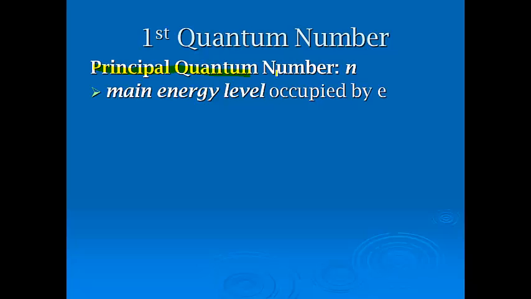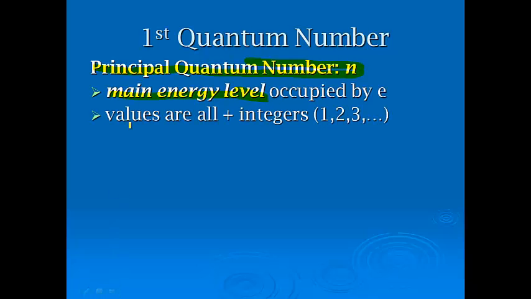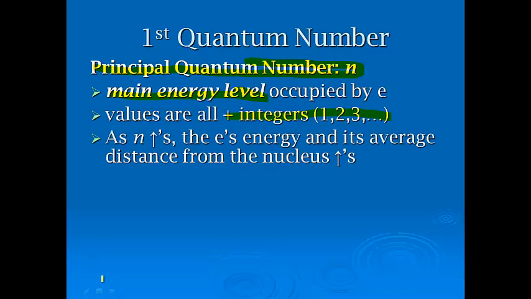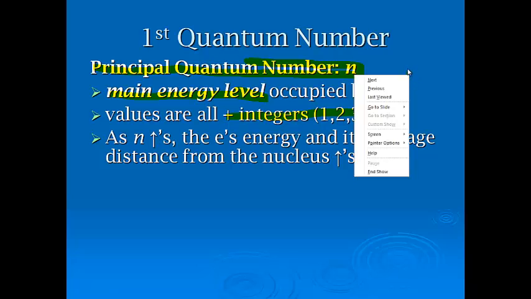Okay, the first quantum number that we're going to talk about is going to be the principal quantum number n, and it is going to describe or define the main energy level of an electron. The values are all going to be positive integers, number 1, number 2, number 3. And as n increases, the electron's energy and its average distance from the nucleus is also going to increase.